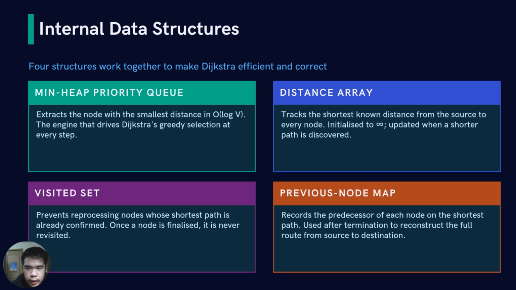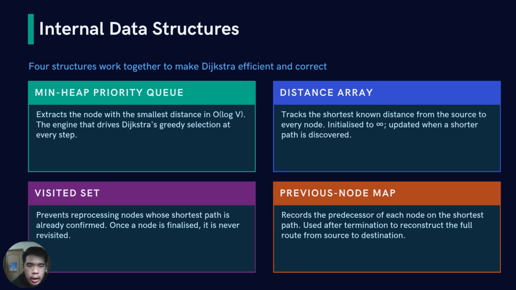Next is the distance array, which stores the shortest known distance from a starting station to every other station. As the algorithm runs, these values are updated constantly whenever a shorter path has been found. Next is the visited set, which ensures that once the shortest path to a station has been found, it will not be processed again.